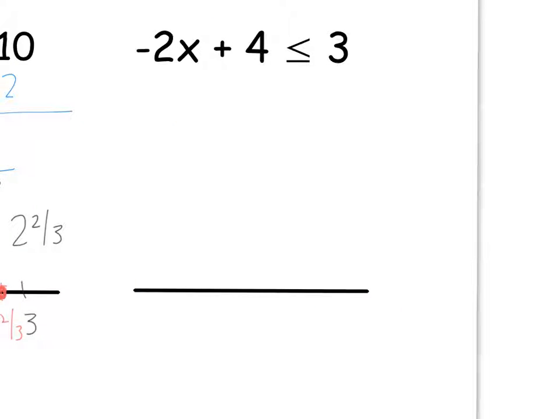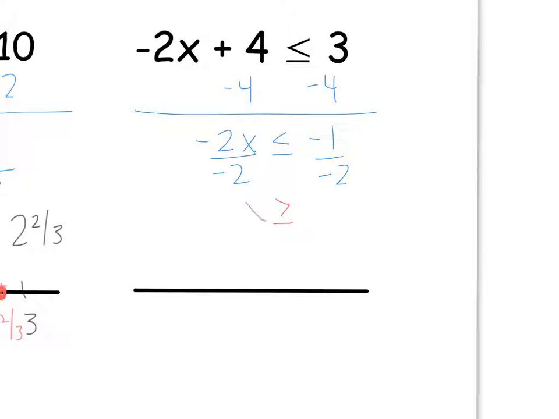Last one here, -2x plus 4 is less than or equal to 3, so I'll subtract 4 and get -2x is less than or equal to -1. Solve for x by isolating the variable and dividing by a -2. And since I divided by a negative, I need to flip the inequality sign. So x is greater than or equal to 1/2. Again, these two negatives here come together and give me a positive.